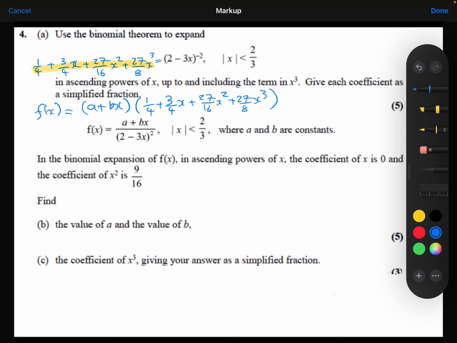Right, let's expand that out. So first of all, let's times everything by the a. So we've got a times a quarter, so that's a quarter a. We've then got a times the 3 over 4x, so that's 3 over 4ax.